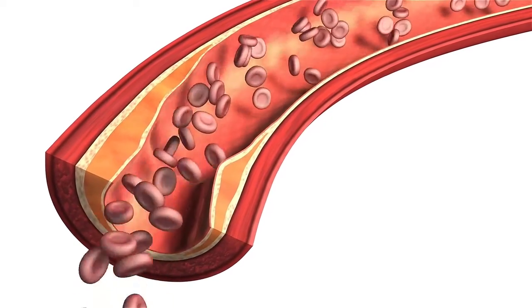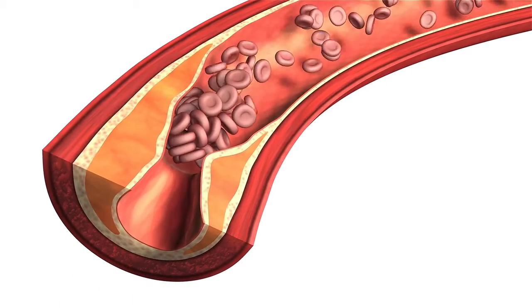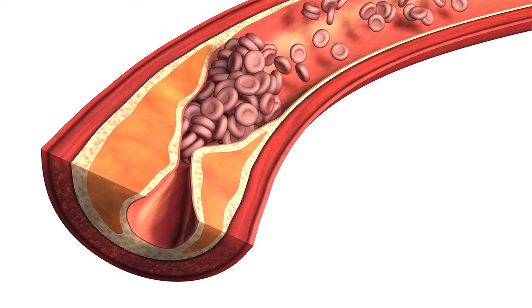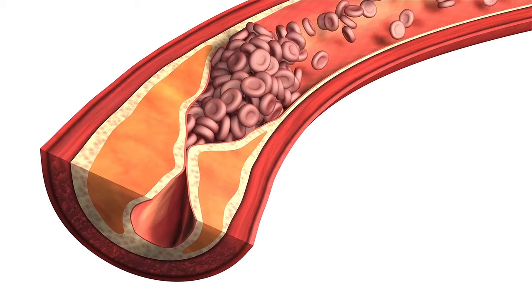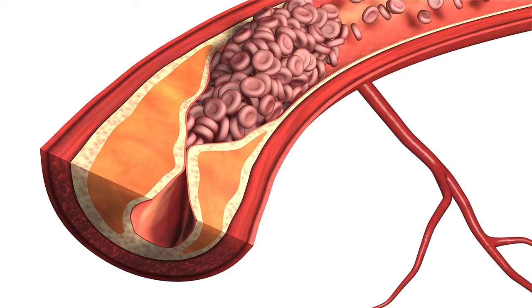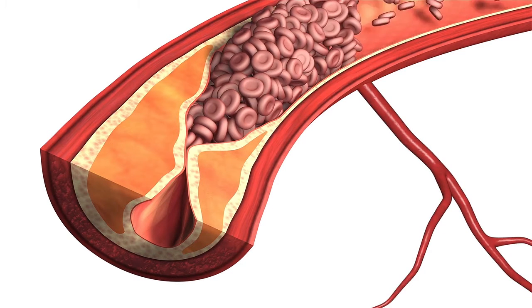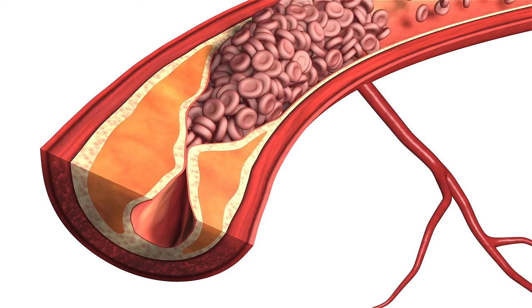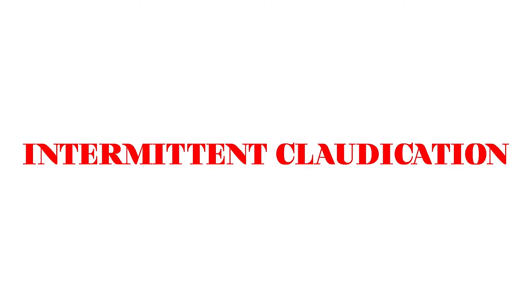Plaques are deposits of lipids, fibrous tissue, and calcium that accumulate slowly over time. If the arteries become narrowed or blocked, blood cannot get through to nourish the tissues, causing the muscles of the lower extremities to cramp and lose strength. This process of cramping in the legs when walking is called intermittent claudication.